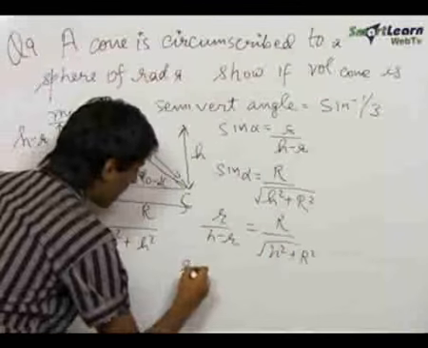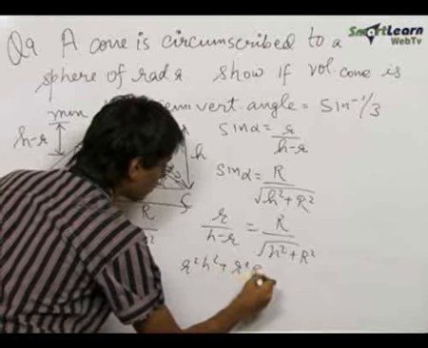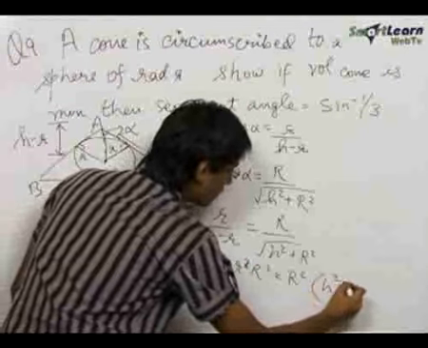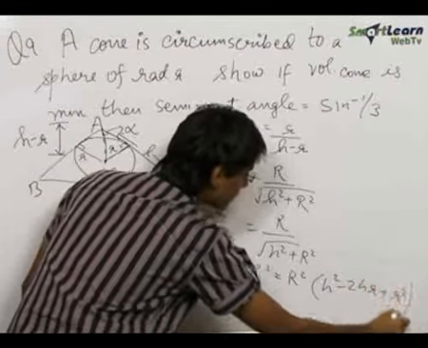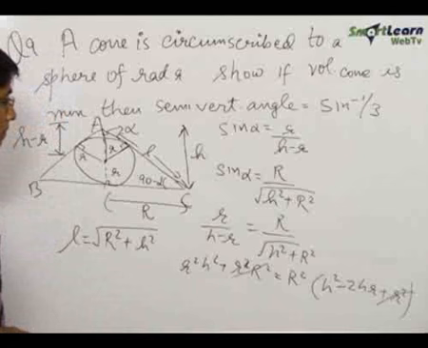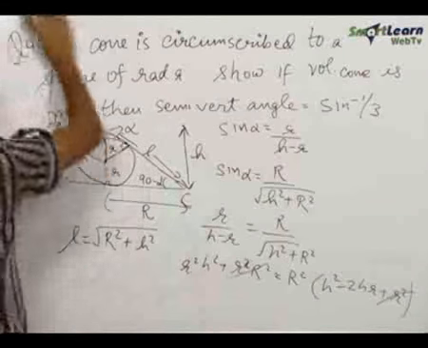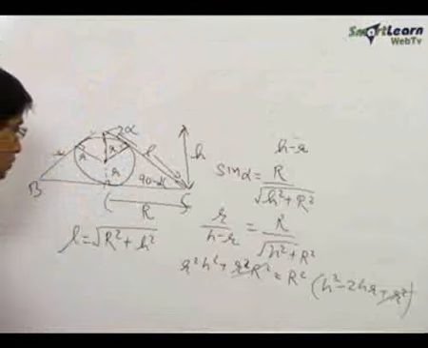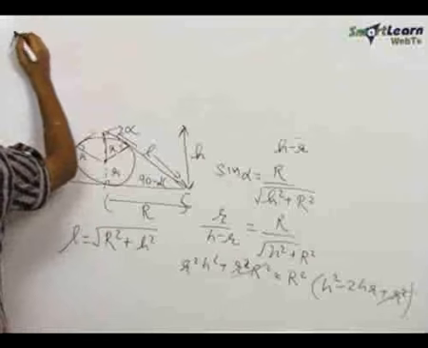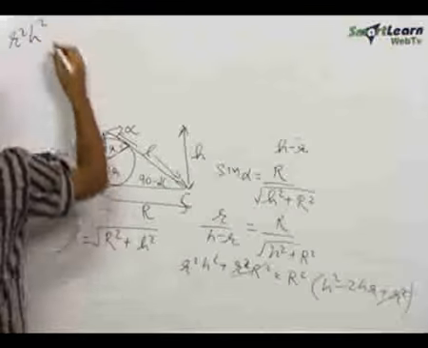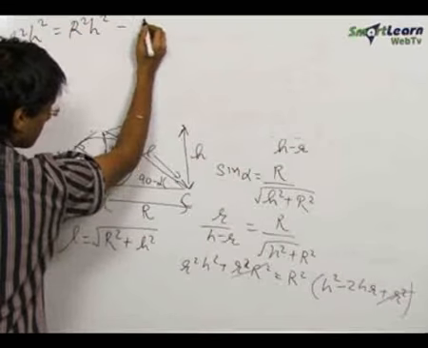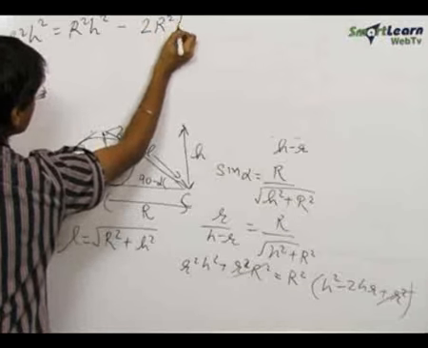Squaring both the sides, we get r square times h square plus R square is equal to R square times h square minus 2hr plus r square. This r square gets cancelled with the r square term in the left hand side. Hence we get the relation between small r, capital R, and small h. We get r square h square to be equal to capital R square h square minus 2 R square hr.